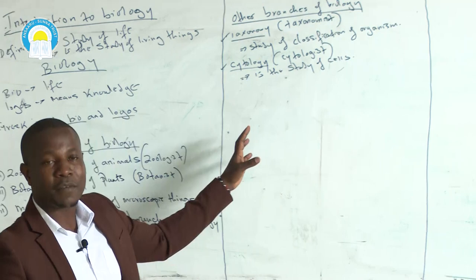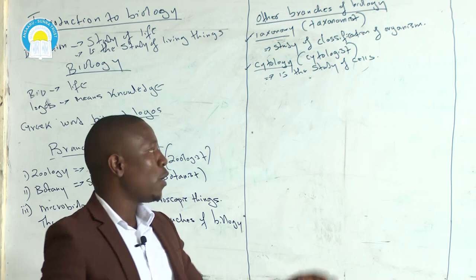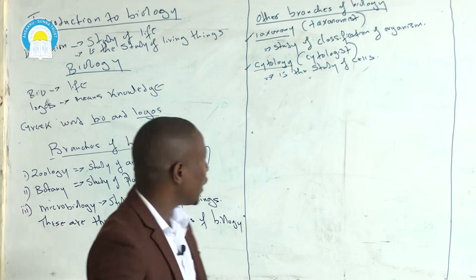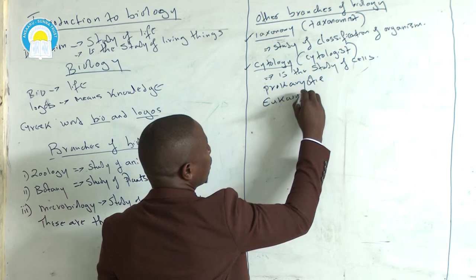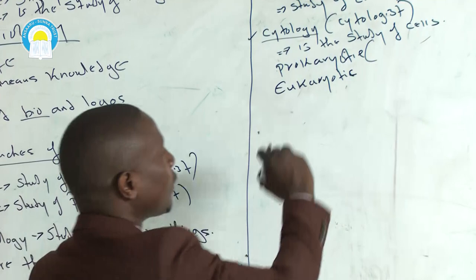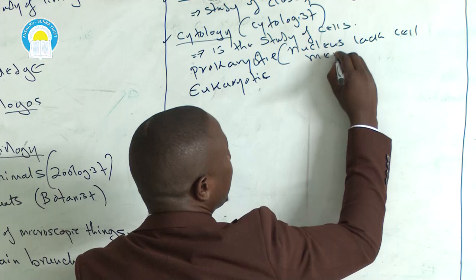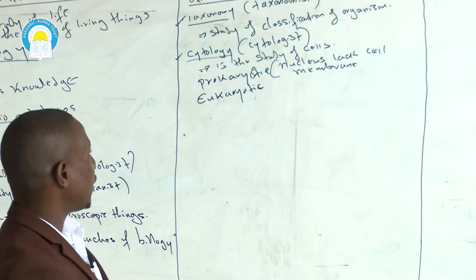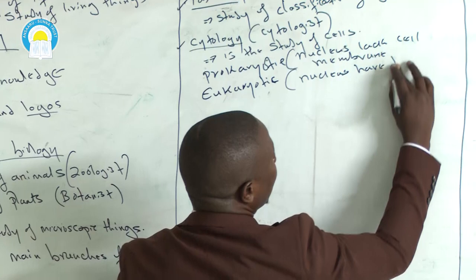Prokaryotic cells are those whose nucleus is not enveloped, not enclosed within a membrane. We call them prokaryotic cells. And we have eukaryotic cells. I write it here: prokaryotic, nucleus lacks a membrane, and eukaryotic, nucleus has a membrane.